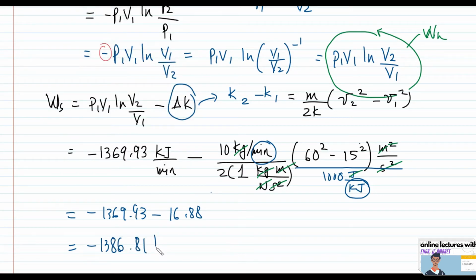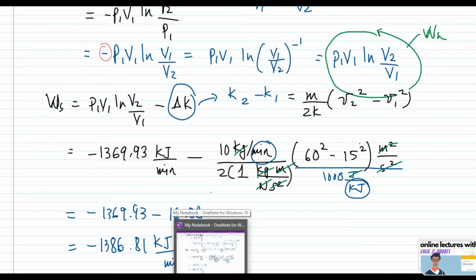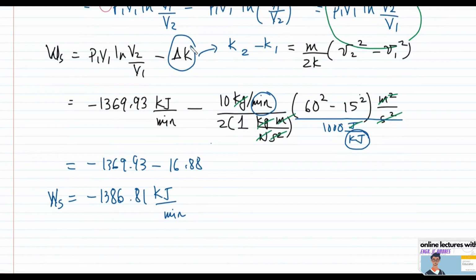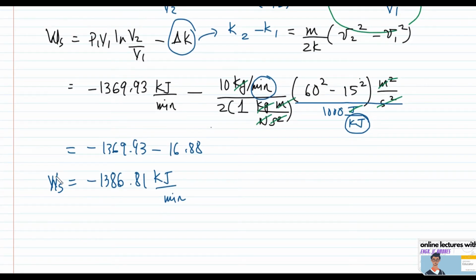86.81 kilojoule per minute, and that would be your steady flow work. Okay, let's just box that down. Now, how about heat and entropy?